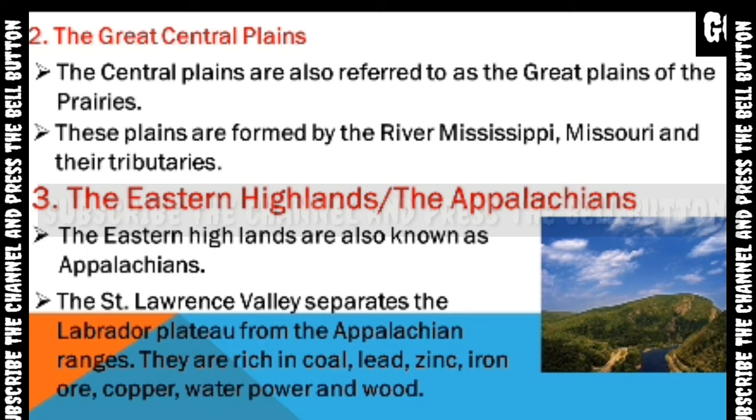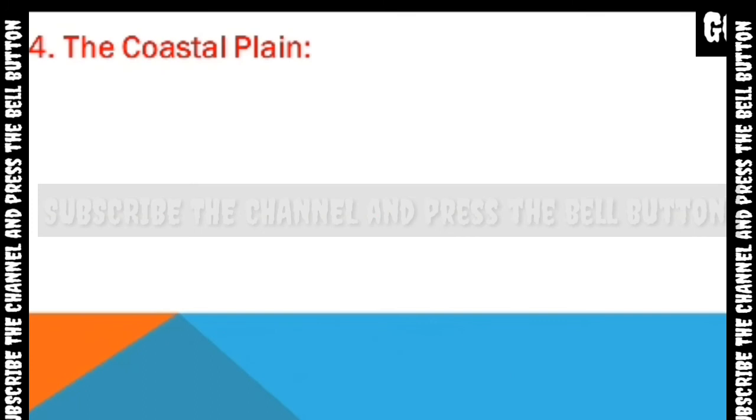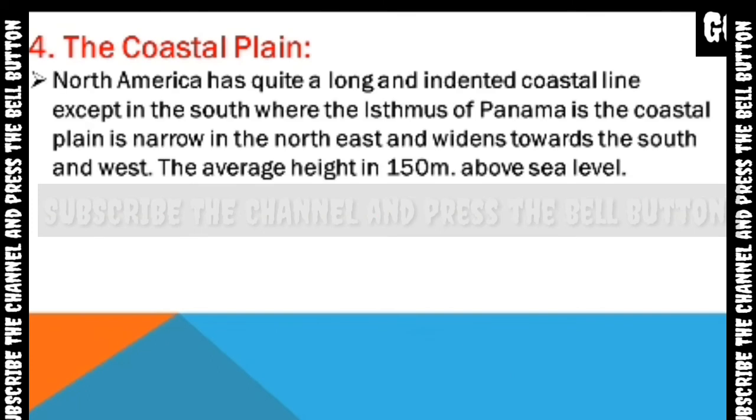These are the three, and the fourth physical region is the coastal plain. North America has a quite long and indented coastline, except in the south where the Isthmus of Panama lies. The coastal plain is narrow in the northeast and widens towards the south and west. The average height is 150 meters above sea level.